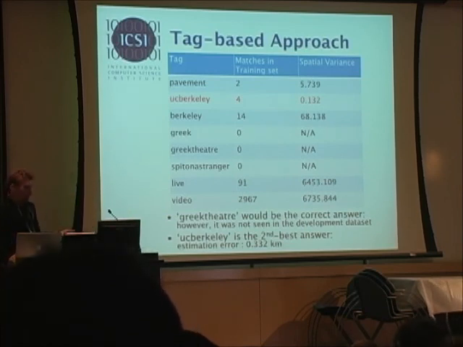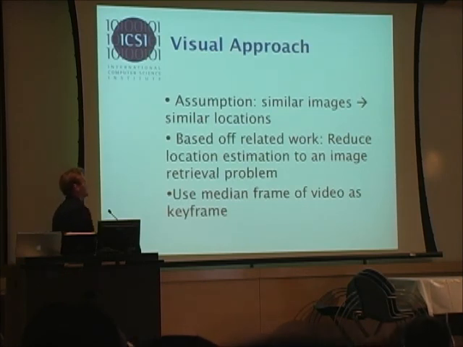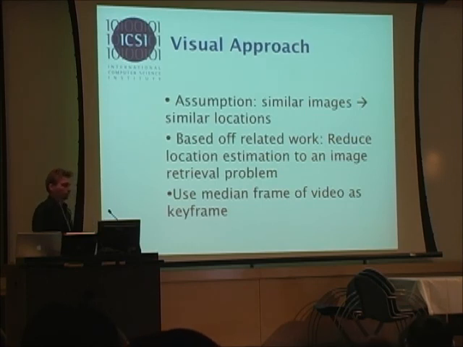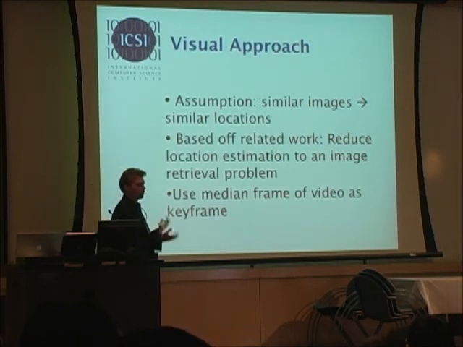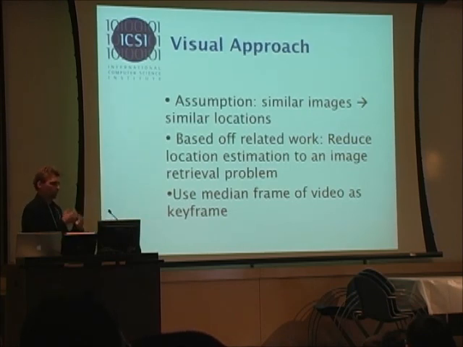Okay, then how do we do this visually? Well, visually, it's the same assumption. We say similar images are probably from similar locations, right? And that is an interesting assumption, because it's definitely not always true. If I take an image of, say, a book, I can take this anywhere. But I would assume that there are so many books in my data set that the spatial variance of this book is really high, so it's not indicative.